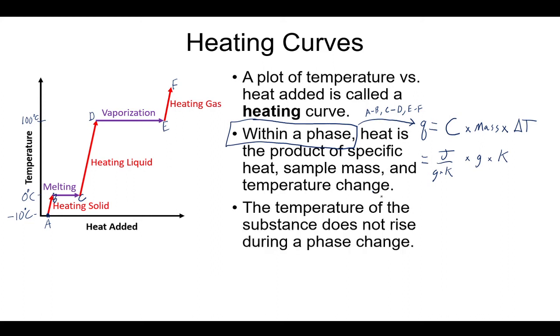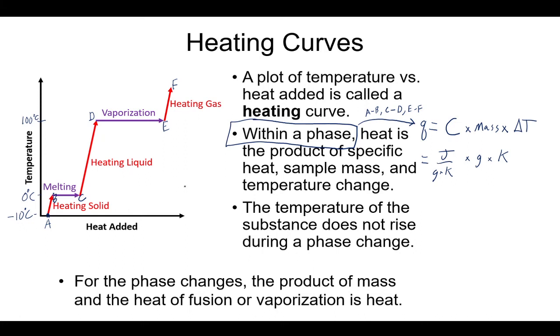Now, these other parts of the curve, the phase changes, the product of the mass and the heat of fusion or vaporization is the heat. So here we're going to use a different formula, okay? So for the phase changes, for these parts, and these parts will be B to C, right? Or D to E. And here my heat is going to be the product of the mass times the heat of fusion or the heat of vaporization.